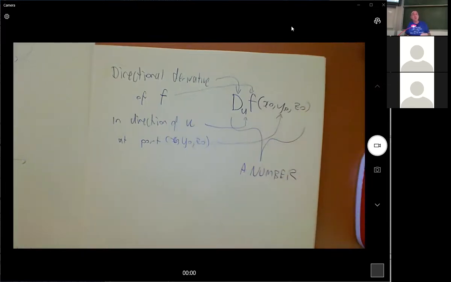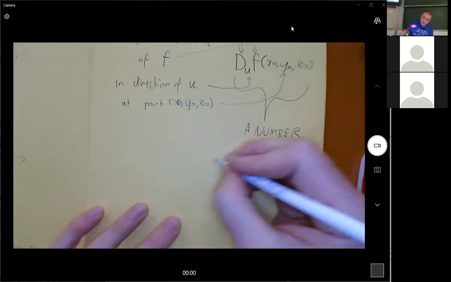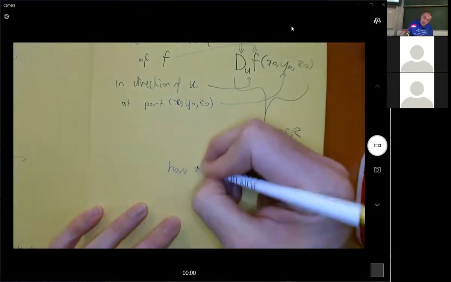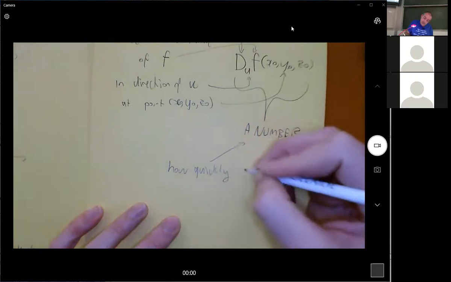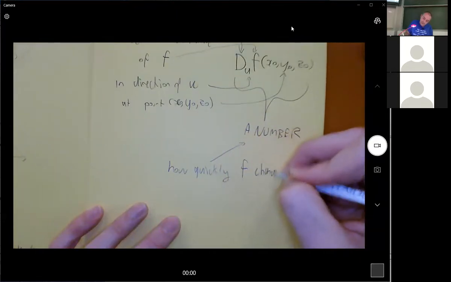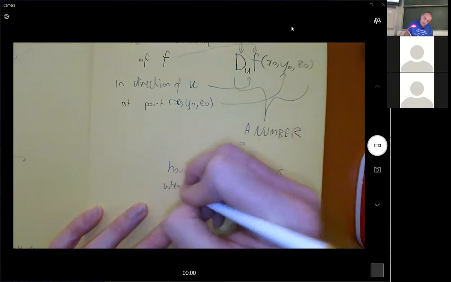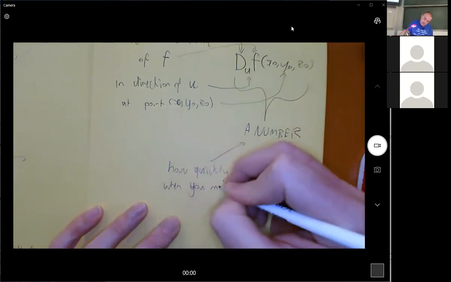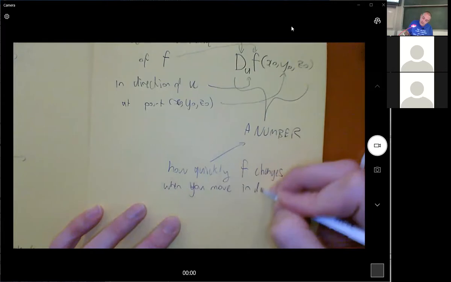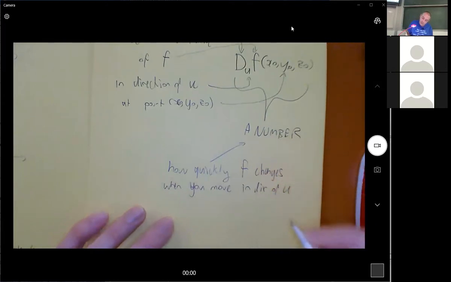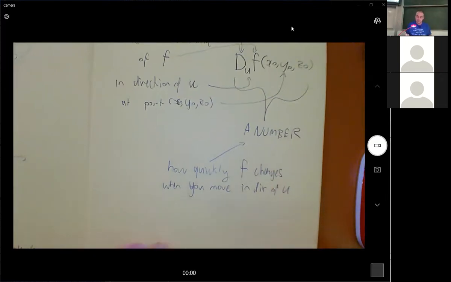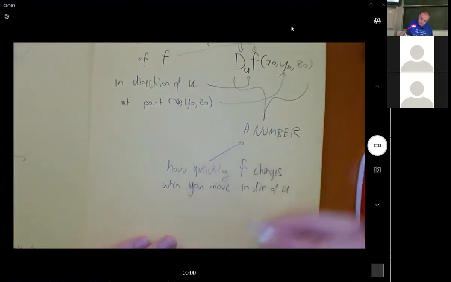And what this number tells you is how quickly f changes when you move in the direction of u 1 unit per second, basically. It's how quickly f changes relative to the speed that you're moving.